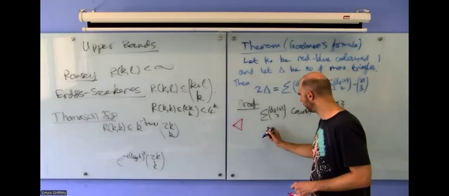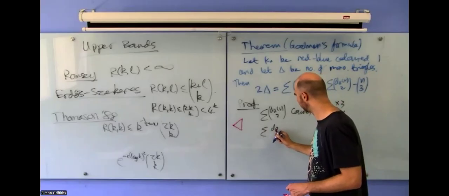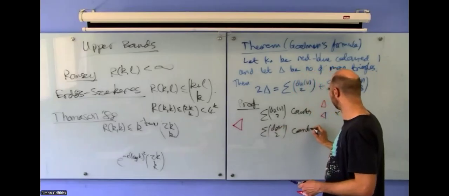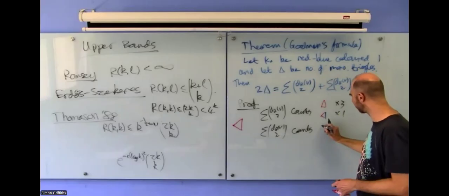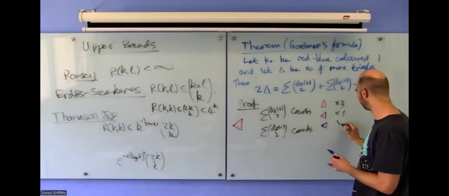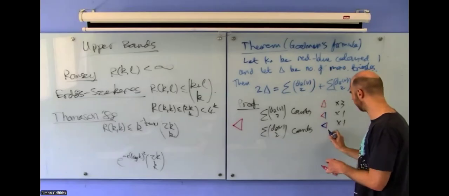And the other sum, with blue, obviously symmetrically, counts blue, blue, red once, and blue, blue, blue 3 times.